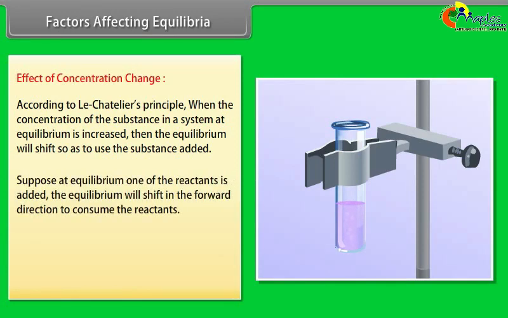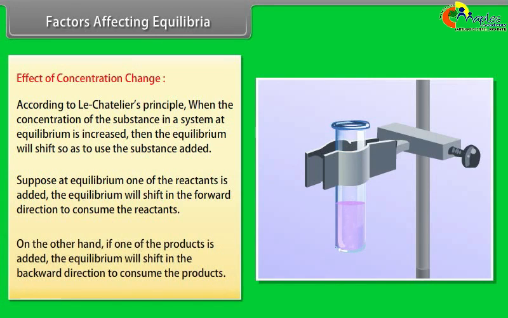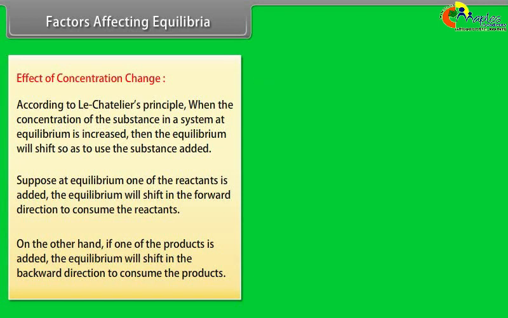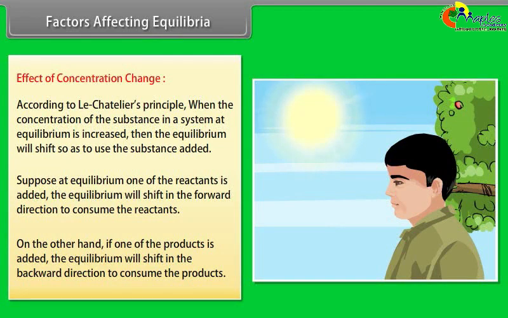Suppose at equilibrium, one of the reactants is added. The equilibrium will shift in the forward direction to consume the reactants. On the other hand, if one of the products is added, the equilibrium will shift in the backward direction to consume the products. For example, on a humid day, we sweat more. The sweating on a humid day is more because surrounding air has large amount of water vapors and our body cannot lose water as water vapors.